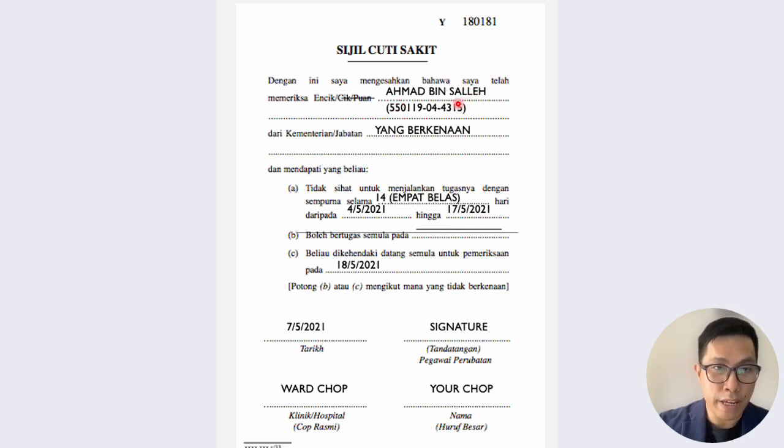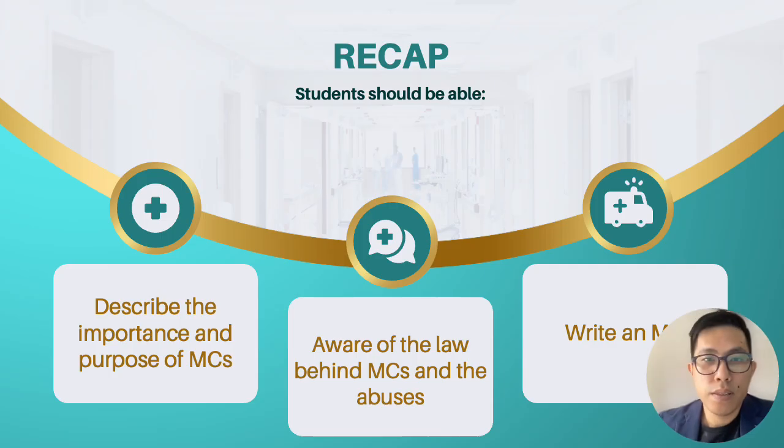This is an example of a complete MC. Patient's name followed by the IC. If the IC is not written, it's not valid. Okay, jabatan yang berkenaan, the number of the prescription 14, dalam kurungan 14 in writing. So this is to avoid doubt or alteration by the patients, starting date and ending date. Yeah, if you leave a column blank, just put a dash, and then beliau dikehendaki datang semula untuk follow up pada tarikh follow up the patient, meaning that you are giving the MC until follow up of the patient. Alright, the tarikh, the signature, the ward CHOP, and your CHOP. If you are in clinic, use the clinic CHOP. Okay, fairly straightforward.